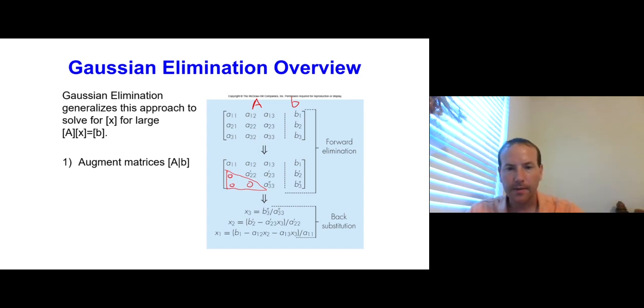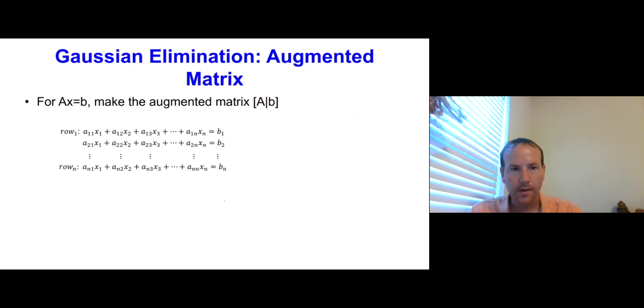So again, it's augmented matrices. Then we're going to be doing forward elimination, and the purpose of that is to try to get zeros down here in the lower triangle, and then back substitution. So let's look at how this works.